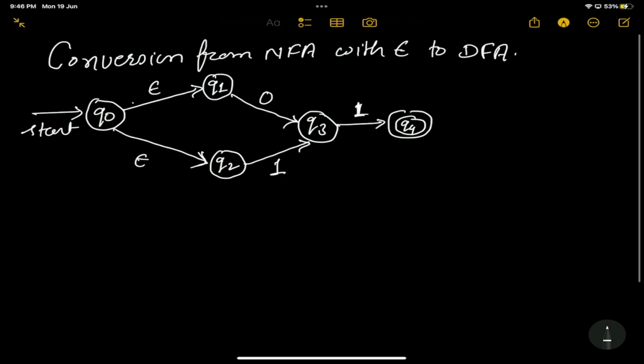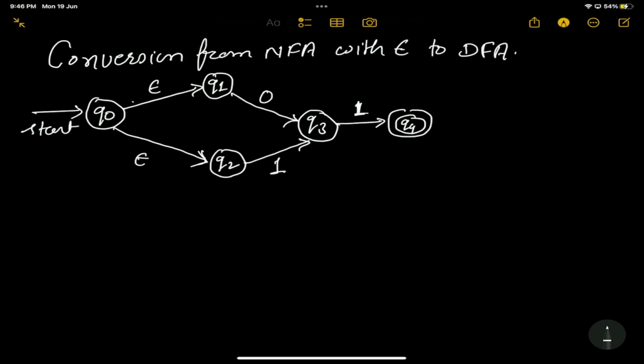Hello friends, I am going to discuss today conversion from NFA with epsilon move to DFA. Now, an NFA with epsilon moves is any finite automata that contains transitions or moves with epsilon transitions. For the given example, there are transitions with epsilon moves. This one is the epsilon move. So this is called an NFA with epsilon moves.